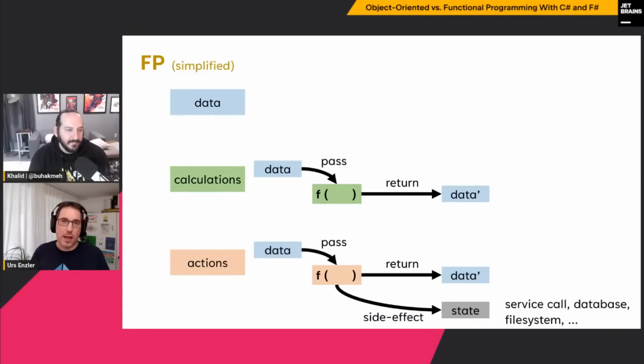And of course, our business applications have to store data. They have to call other services. They have to send messages to a service bus. These are all side effects. Then, of course, we use actions.